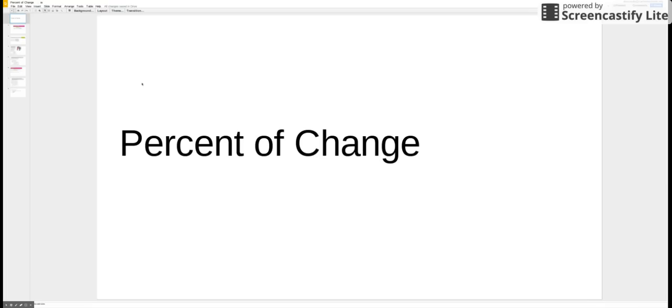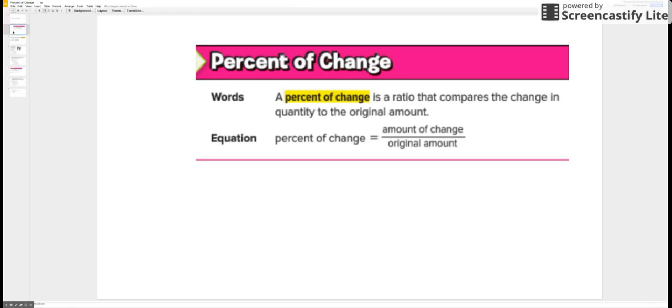Hi there, in this video you're going to learn about percent of change. A percent of change is a ratio that compares the change in the quantity to the original amount. So a percent of change is equal to the amount of change over the original amount.